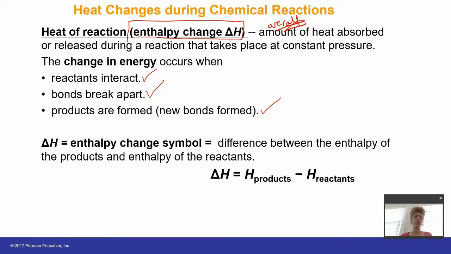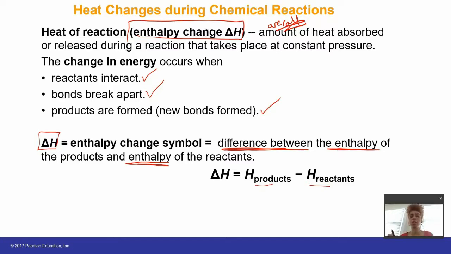Okay, and we use delta H as the enthalpy change of the system, and it's the difference between the enthalpy of the products and the enthalpy of the reactants. So delta H is going to be the enthalpy of the products minus the enthalpy of the reactants. Now, what is this enthalpy again? It's potential energy. Okay? Potential energy.